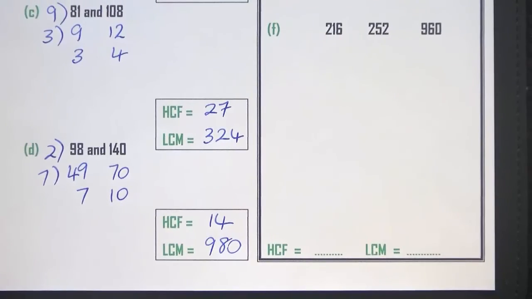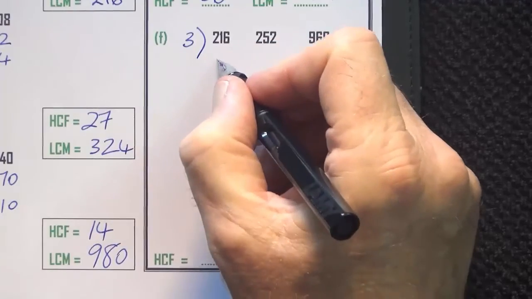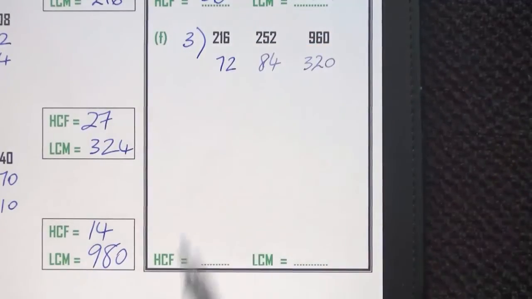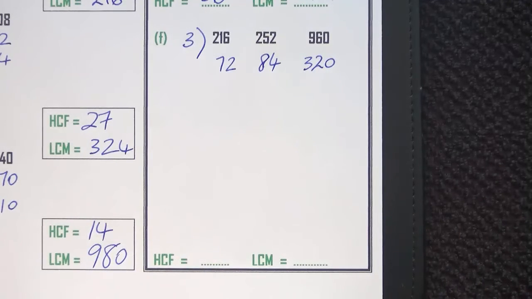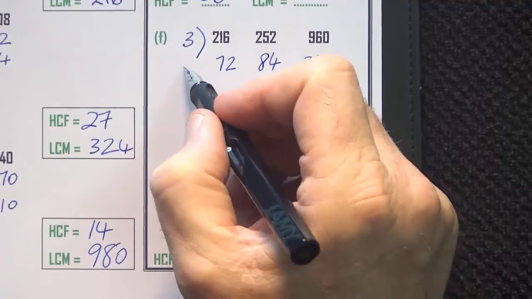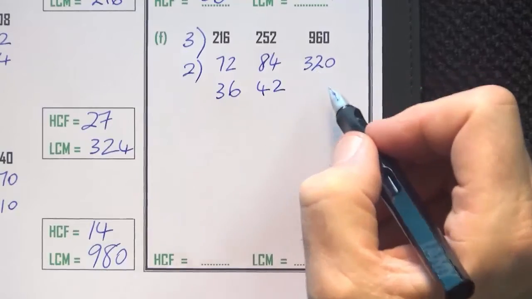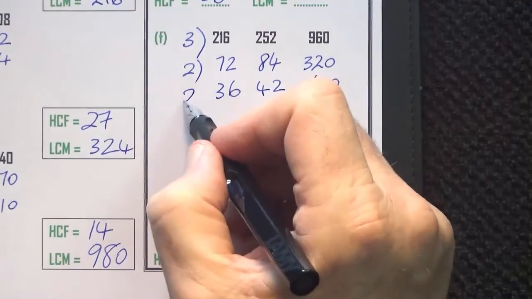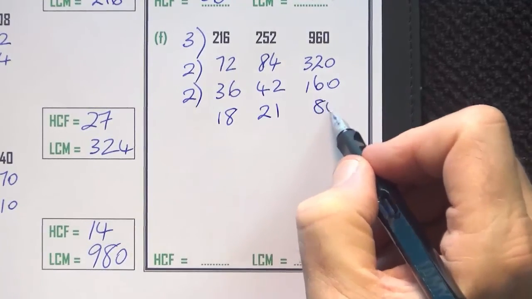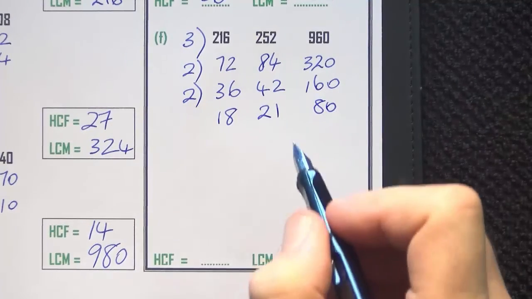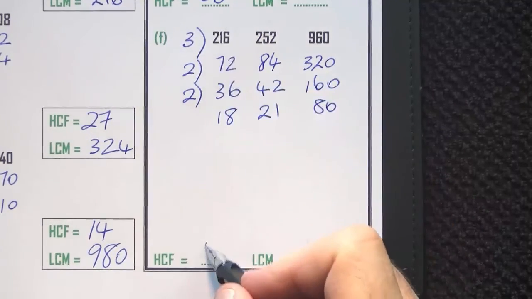Let's go to our final example, which is F. So I'll begin with 3. And I get 72, 84 and 320, which I can then divide by 2, 36, 42, 160, and 2 again, 18, 21 and 80. So that's as far as I can go with the HCF. So the HCF is 12.